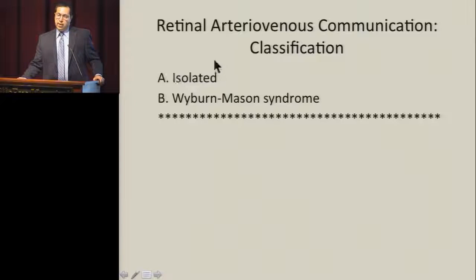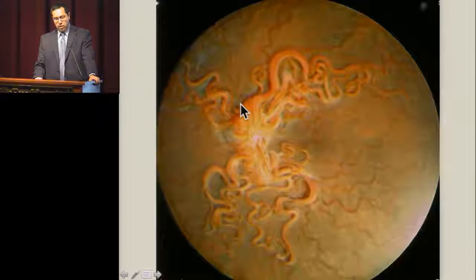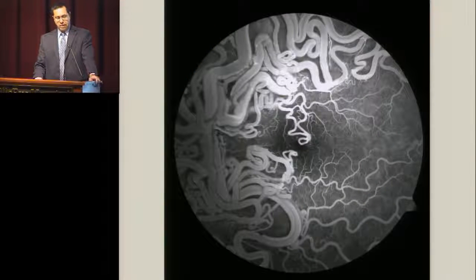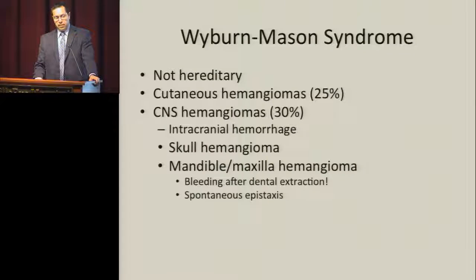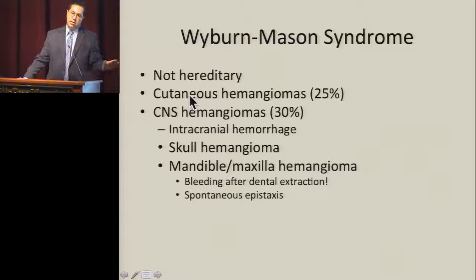They can be isolated lesions, or they can be associated with Wyburn-Mason syndrome. So this is the lesion as I showed you. This is the fluorescein angiography of that case. And as for Wyburn-Mason syndrome, again, remember, it's not a hereditary condition. But it can be associated, as I told you for cavernous hemangioma, that sometimes are associated with CNS and skin lesions, angiomas. The same is true here. They can have skin lesions, they can have CNS hemangiomas, which can rarely cause hemorrhage.